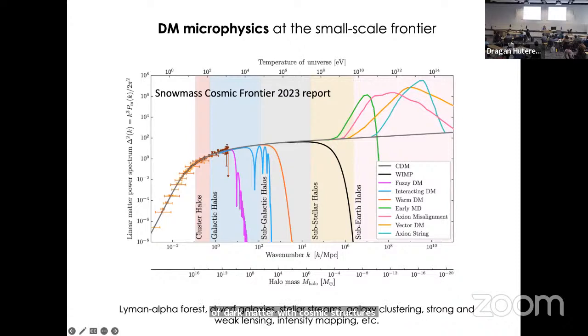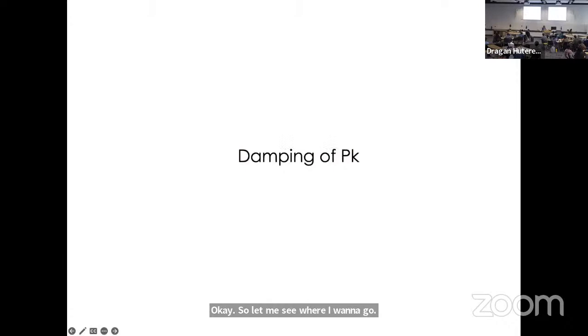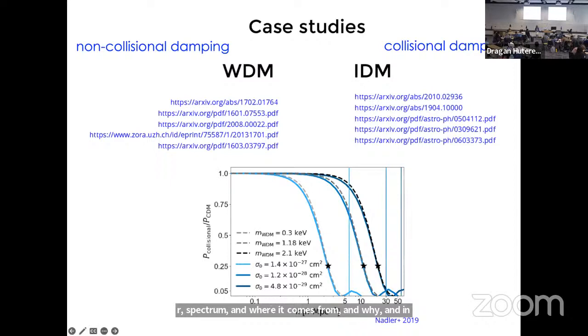Okay, so let me see where I want to go. I want to talk for a little bit about the damping of the matter power spectrum, about that suppression of the matter power spectrum and where it comes from and why. And in doing so, I want to touch on two paradigms. One is this warm dark matter that we've been talking about over and over again. And I hate the term warm because it's not all about the temperature at all. And I'll tell you why and how you may want to think about it. And I also want to touch on this interacting dark matter, so dark matter that exchanges momentum and heat with baryons. In the case of warm dark matter, I put a bunch of references there for further reading, and that's my biased view of maybe somewhat illuminating papers, but there's tons more as well.